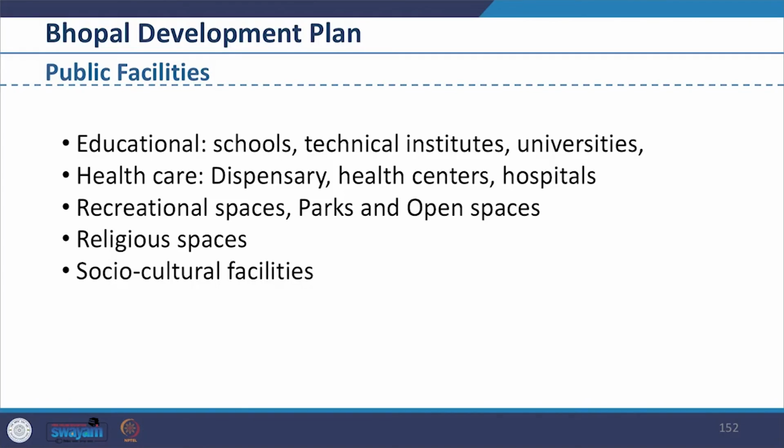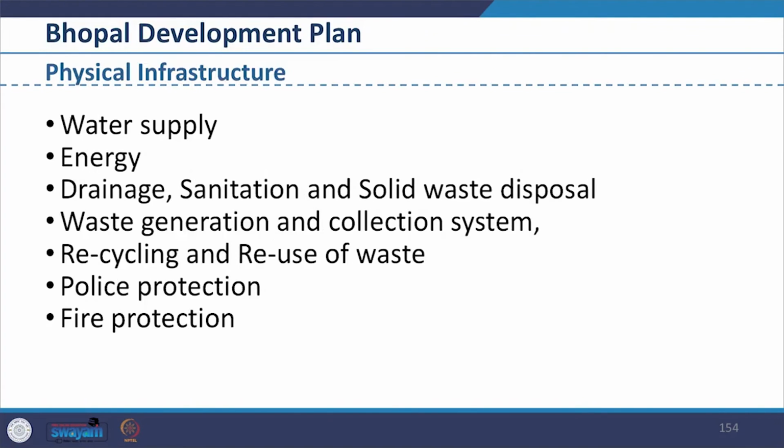We further see that the guidelines suggest that all the facilities like education, healthcare, recreational spaces and religious spaces, socio-cultural facilities should be reviewed. Within the physical infrastructure, we see that water supply, energy, drainage, all the generation and collection systems for waste, also police protection and fire protection, all these need to be reviewed.